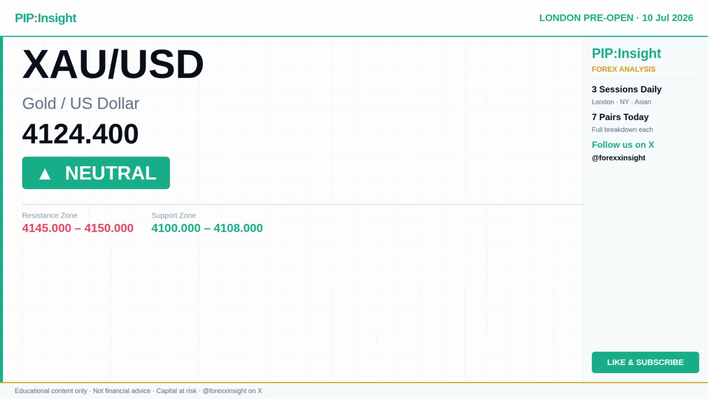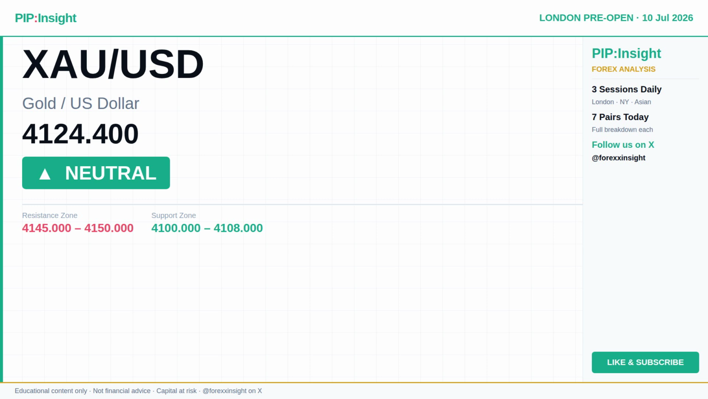On the 4-hour timeframe, gold has been consolidating between roughly 4,100 and 4,150 after a sharp sell-off earlier this week that pushed price all the way down from 4,192 to a low of 4,032. Since that low, buyers stepped in, but the recovery has stalled.